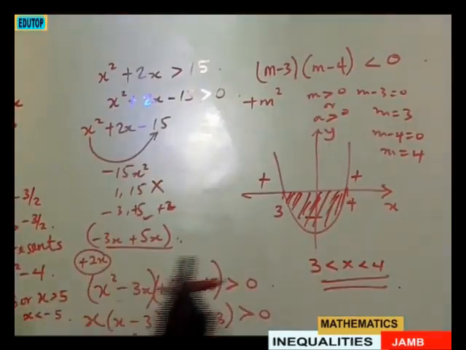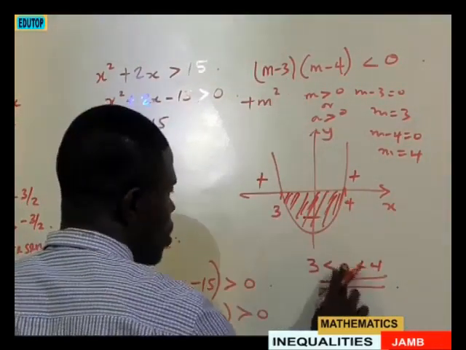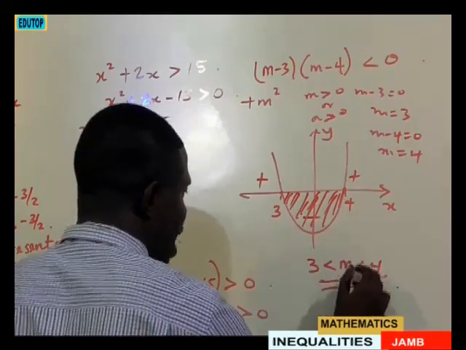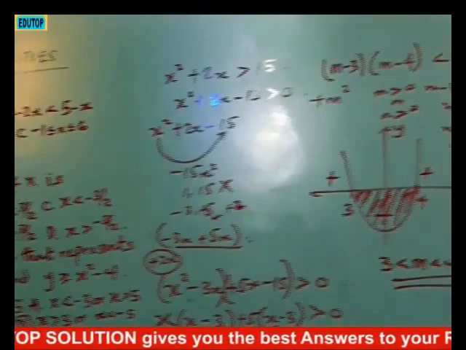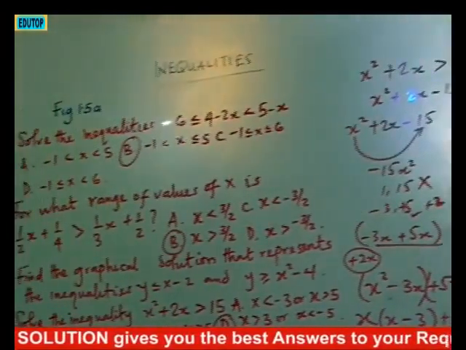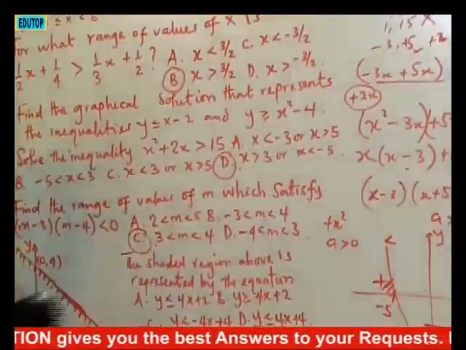But we are not operating based on x. Remember, we are operating based on what? M. So this x will be changed to what? M. So M will lie between 3 and what? 4. So let's go to our option and see the one that matches that. That would definitely be option C.